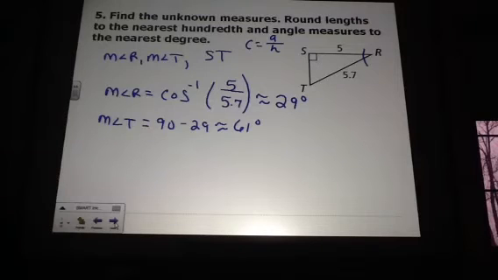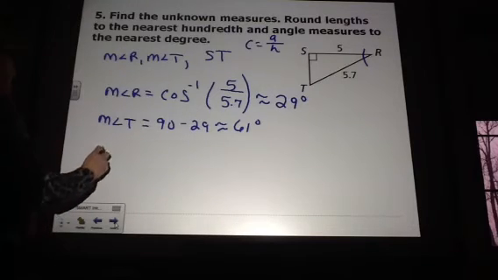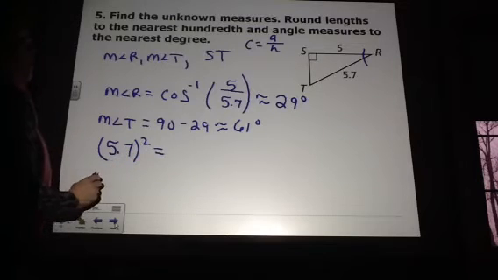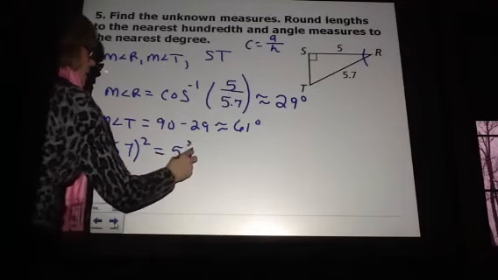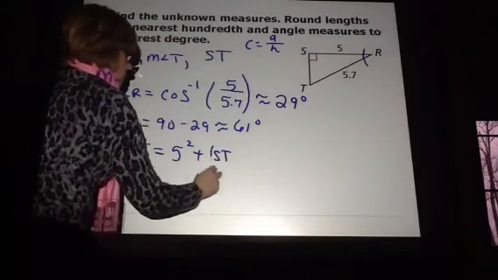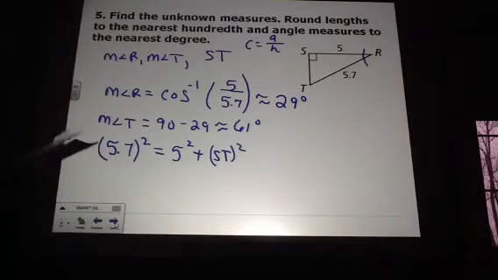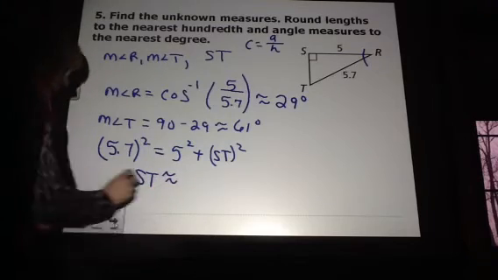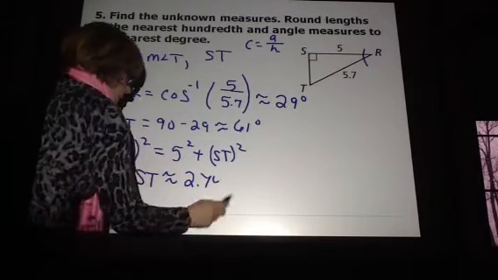And then for ST, we can use the Pythagorean theorem. Here's your hypotenuse. So take your hypotenuse, solve for ST, and ST is going to be approximately 2.74.